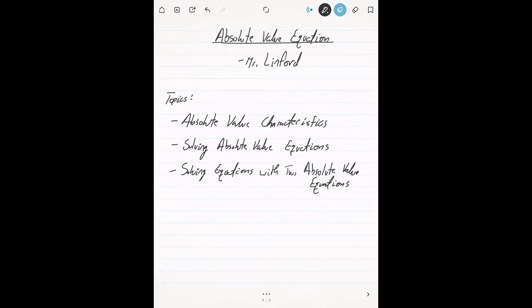Mr. Linford's math course. In today's presentation, we're going to be talking about solving absolute value equations. In particular, we're going to start by reviewing the absolute value and really defining what it is, and then getting into solving an equation that includes a single absolute value, and then ones that include multiple absolute value expressions.